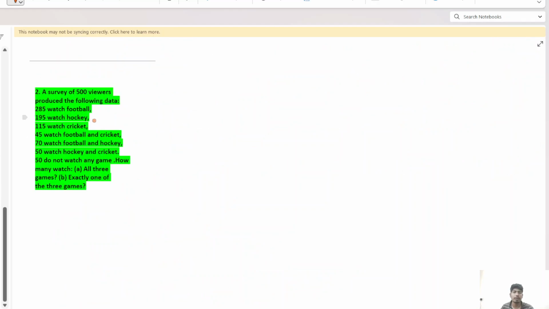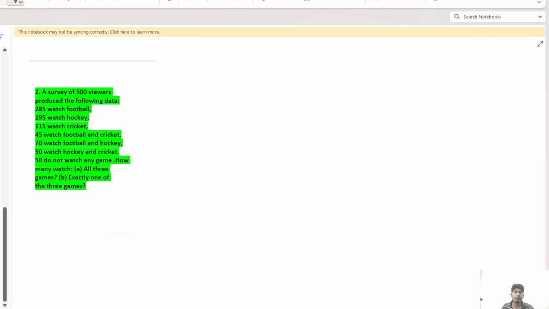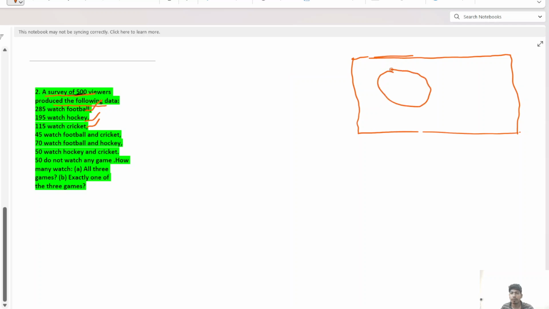What is our second question? This question is also solved with the help of a Venn diagram. The next question is: a survey of 500 viewers produced the following data. This is our Venn diagram, and here there are three sets: football, hockey, and cricket.